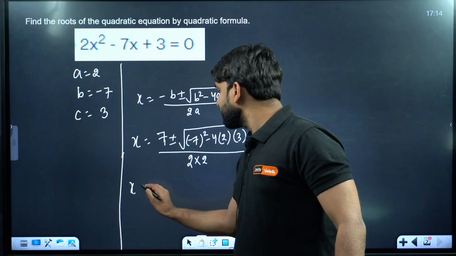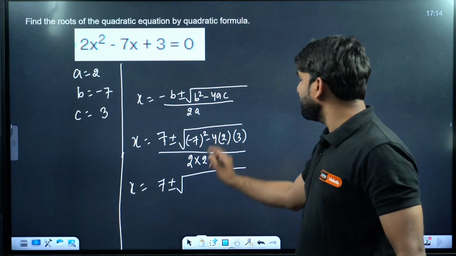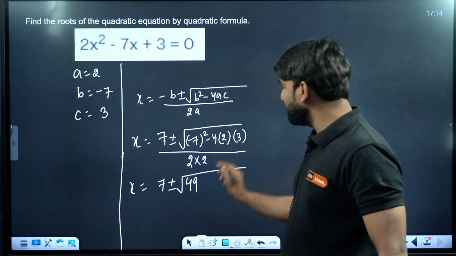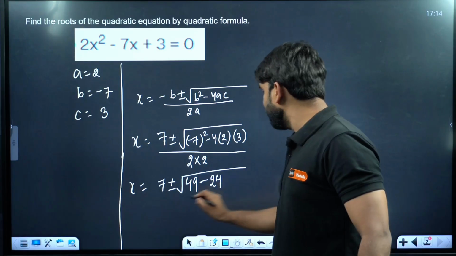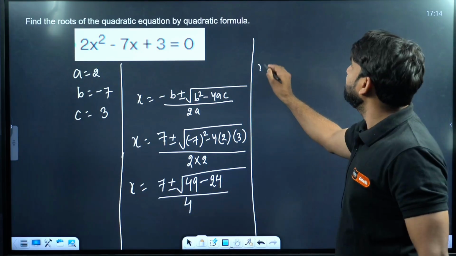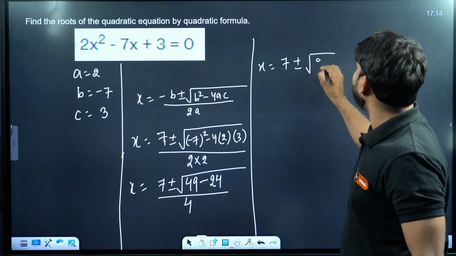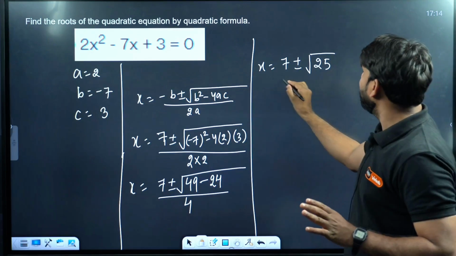So let's solve this. So 7 plus minus under root 7 square. Minus 7 square will be 49. And this is 4 2s are 8, 8 3s are 24. Minus 24. Divided by 2 2s are 4. Now, x is equal to 7 plus minus, this is under root 25. 49 minus 24 will be 25, divided by 4.